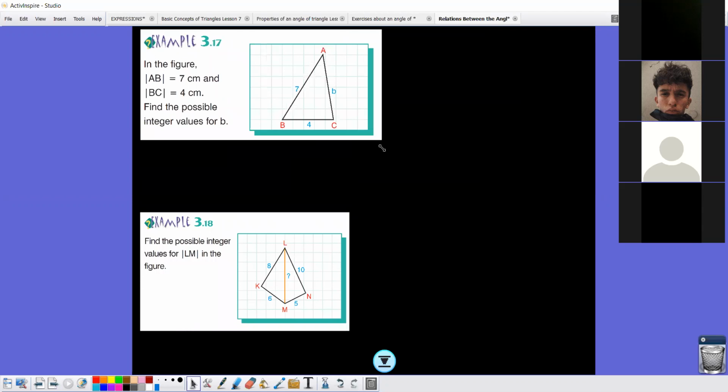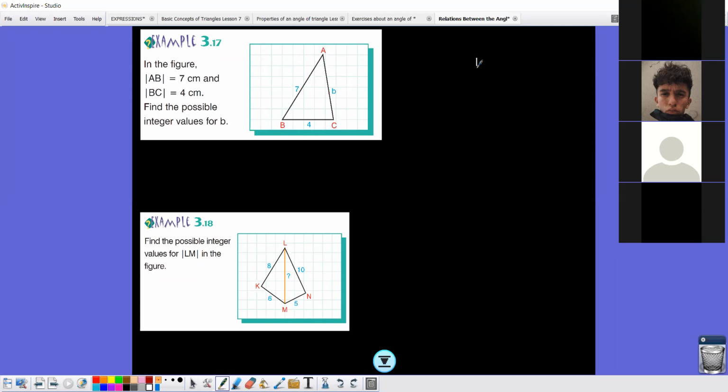Let's see, first one. It says, in the figure, AB is 7, BC is 4. We don't know AC. Find the possible integer values for B. Now, we know only two sides. We don't know the angles. We don't know anything else. So we will use the triangle inequality here, and we'll write the inequality for B.